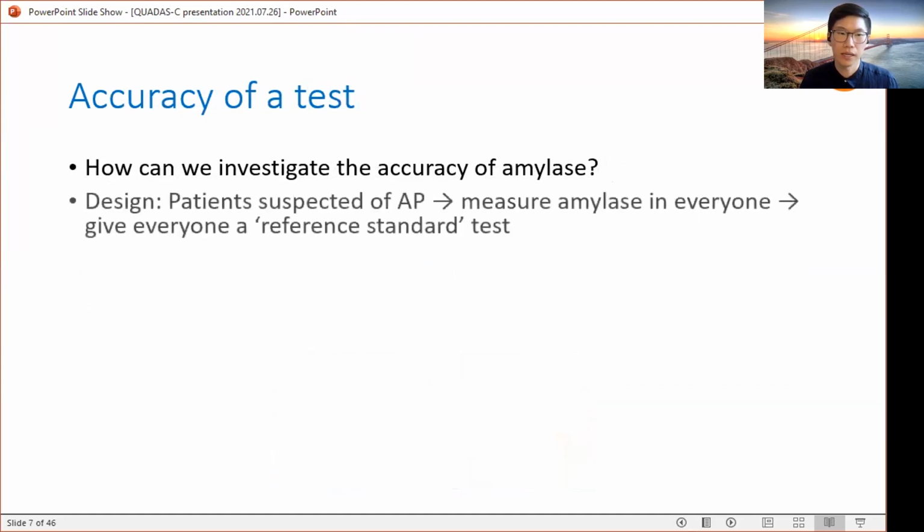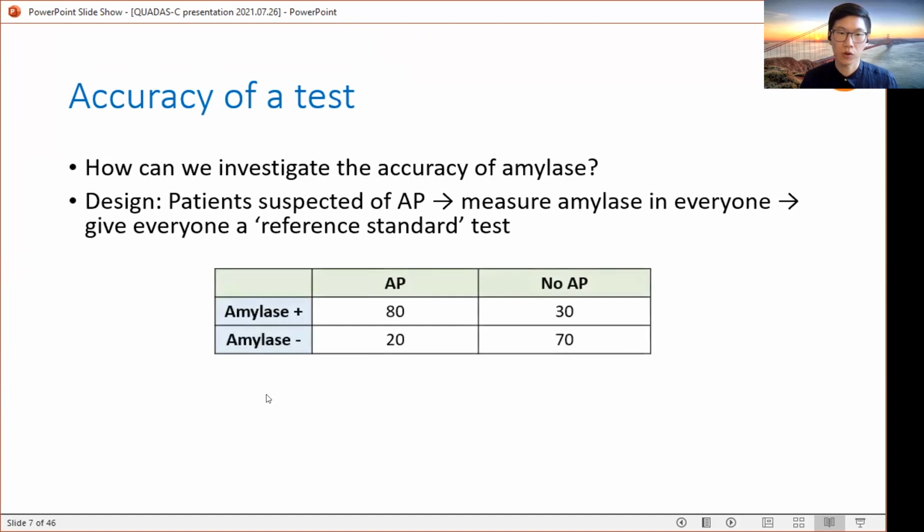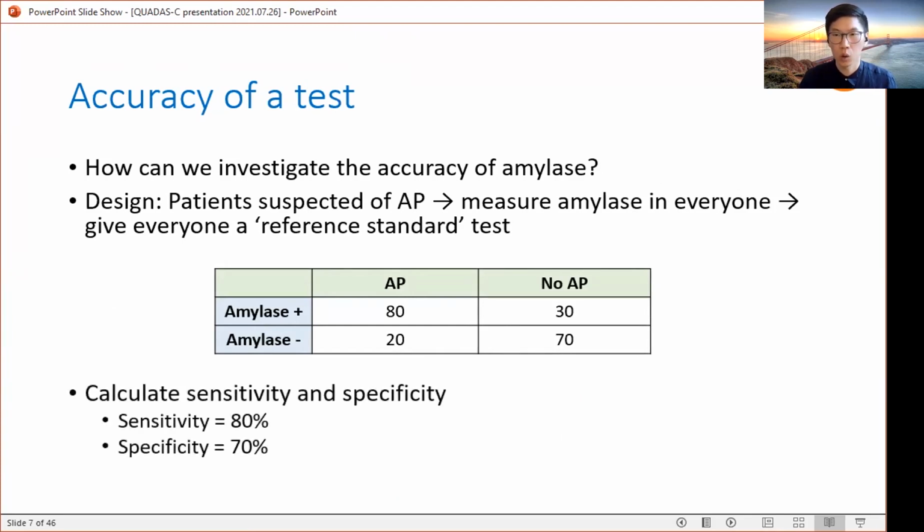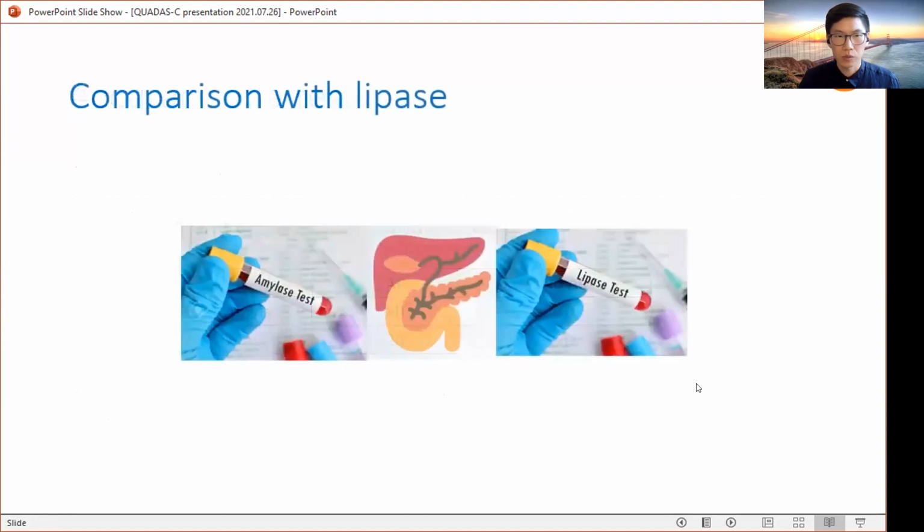Well, a simple design is to take patients who are suspected of acute pancreatitis, measure amylase in everyone, and give everyone a reference standard test. The reference standard test is the best way to determine whether someone actually has acute pancreatitis or not. And if we do that, we can cross-classify the results of amylase and the reference standard, AP here standing for acute pancreatitis. And we can then have 2x2 tables like this and calculate sensitivity and specificity or other measures of test accuracy. So these are just fictional numbers.